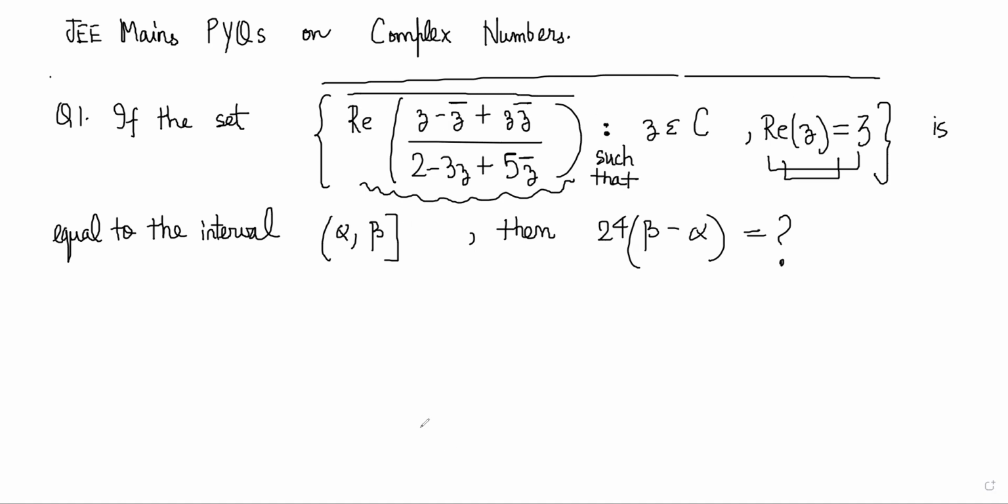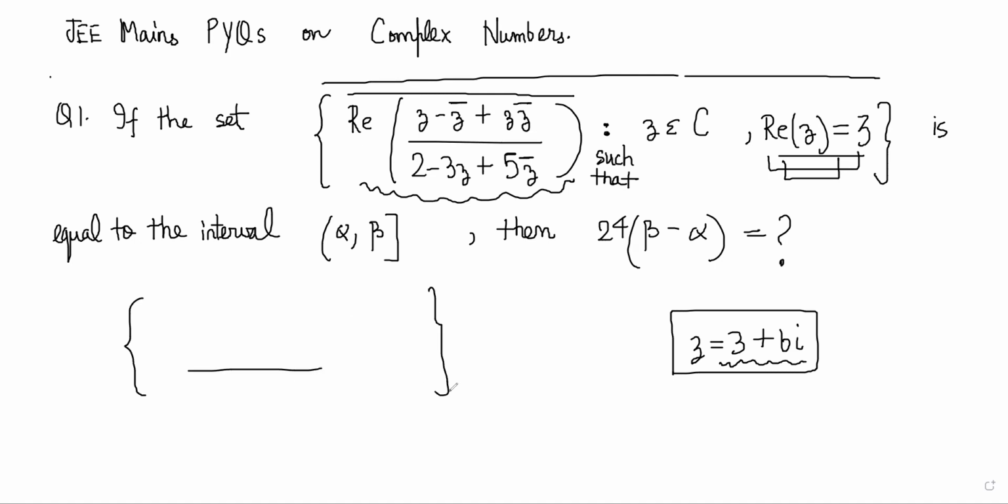If Z is A plus BI, Z is actually 3 plus BI, right? Because they have given us that real part of Z is 3. Now you have to calculate, if Z was 3 plus BI, what are the possible values of this? Do you understand what I'm saying? Whatever the possible values of this are will be part of the set.